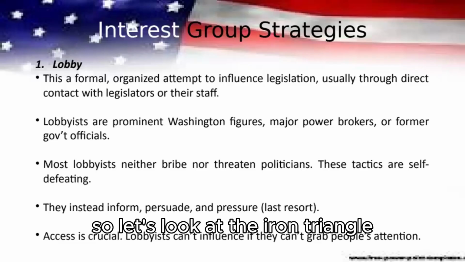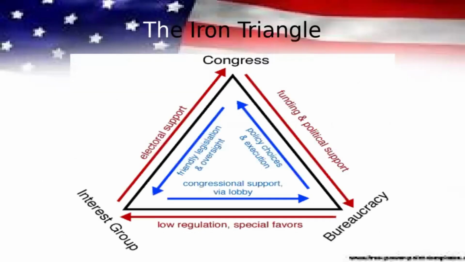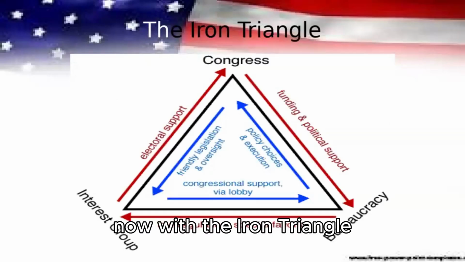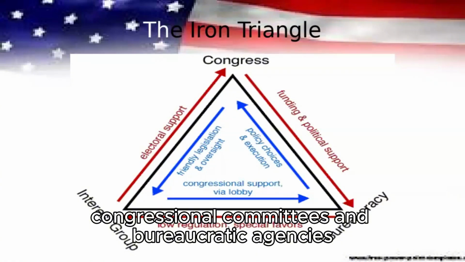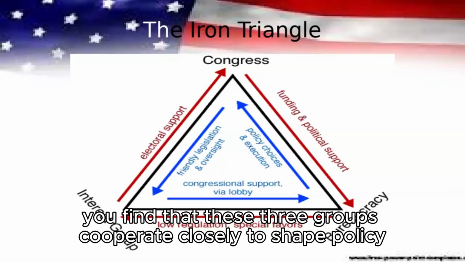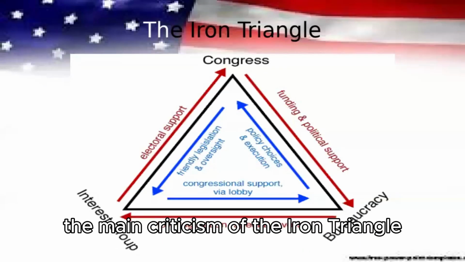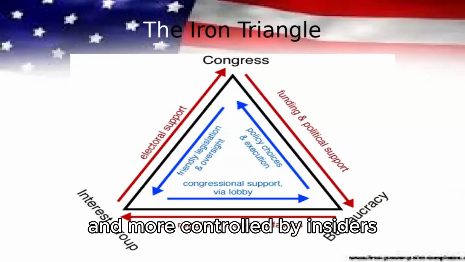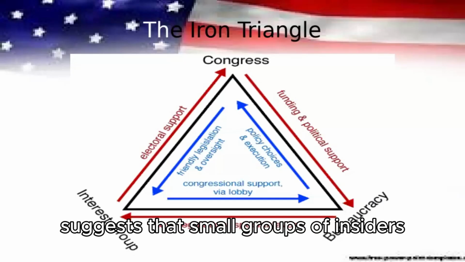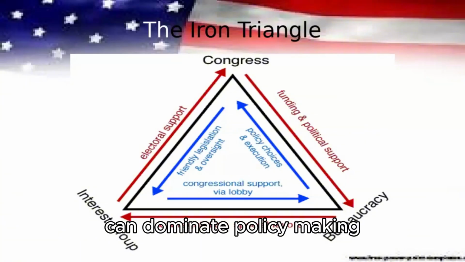So let's look at the iron triangle. With the iron triangle, the three main components are interest groups, congressional committees, and bureaucratic agencies. You find that these three groups cooperate closely to shape policy. The main criticism of the iron triangle is that they can make policymaking less transparent and more controlled by insiders. What we find is that the iron triangle suggests that small groups of insiders can dominate policymaking.